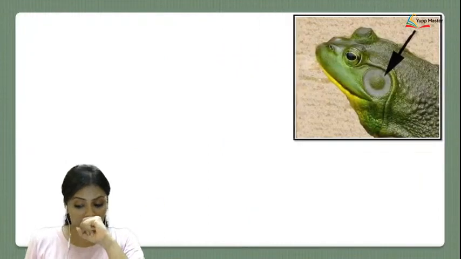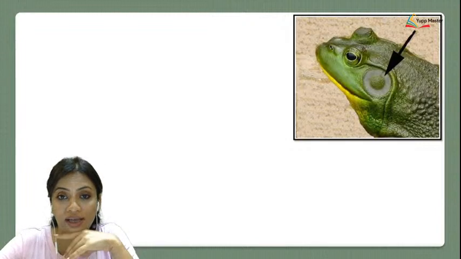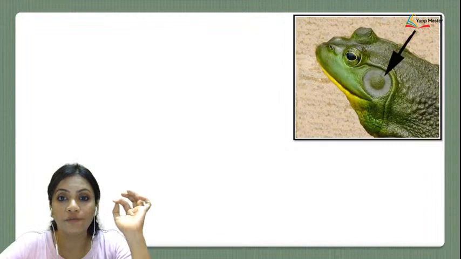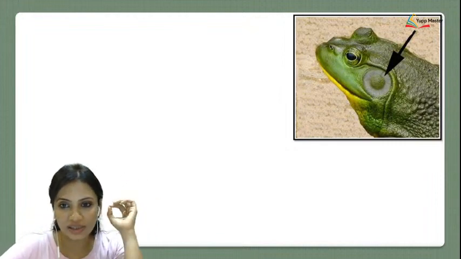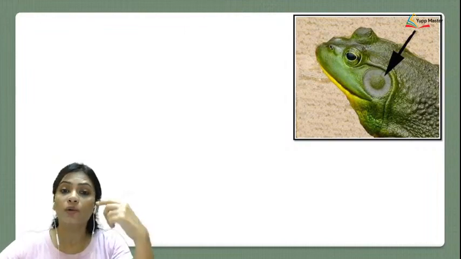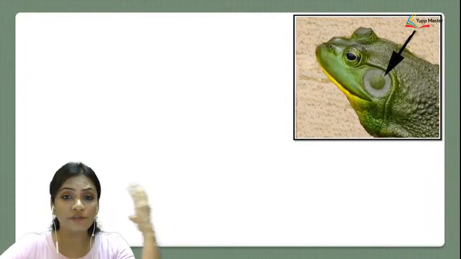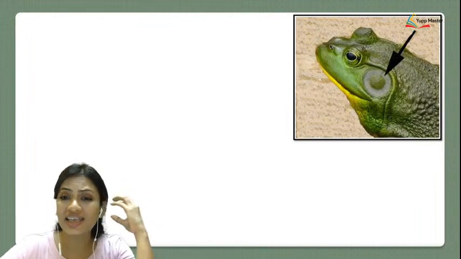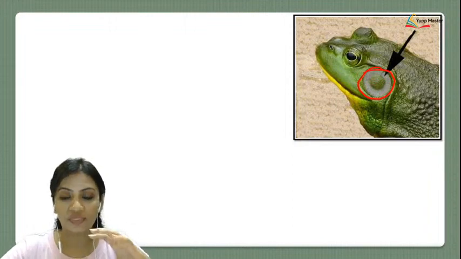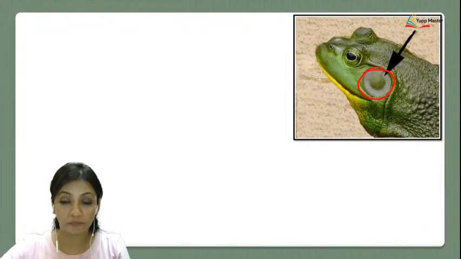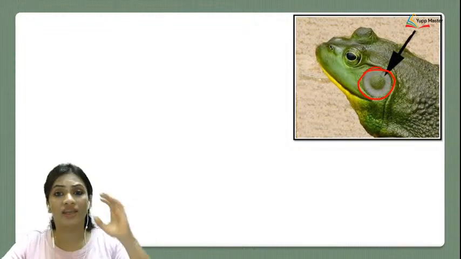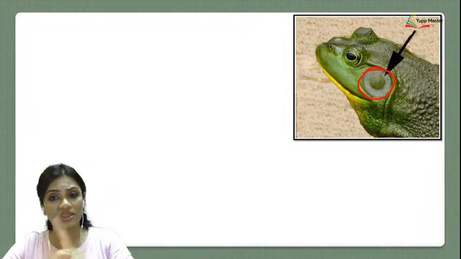Now, look at this structure here which is pointed out with an arrow. That is nothing but the ear of the frog. What you can see here is that they don't have an external ear or a pinna like we do. So what is it that you see? The very first part of the ear that you see is right on this circle, and that is nothing but the tympanic membrane. There is no external ear present. This is the tympanic membrane.